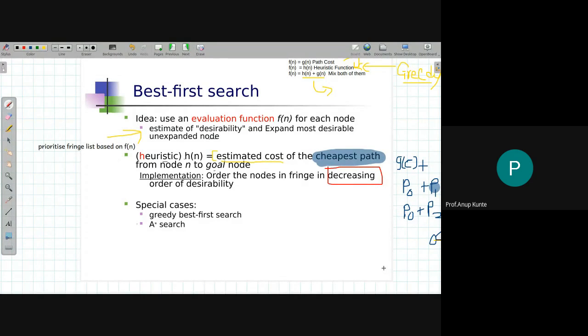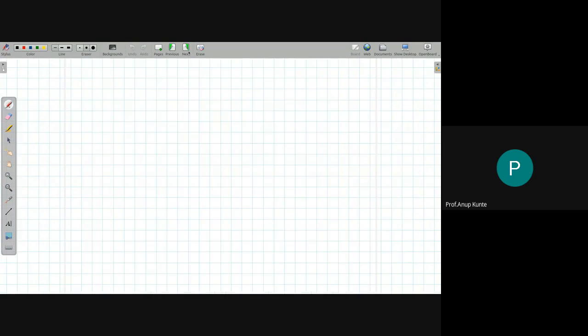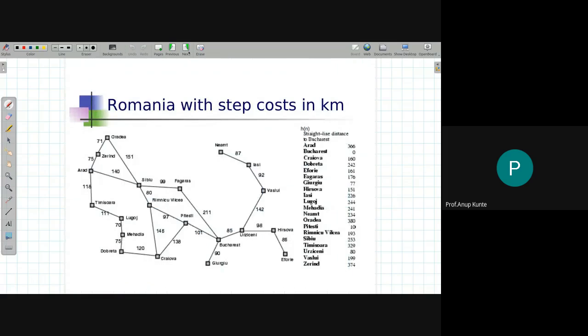Two special cases of best first search are the greedy best first search and the A star algorithm. In greedy best first search, we use f of n is equal to h of n. This is how we base our decisions. In the A star algorithm, we use f of n is equal to h of n plus g of n as our choice of f of n. So this is about the class of algorithms called best first search algorithms.